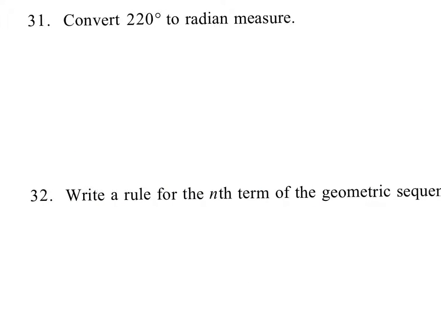Converting 220 degrees to radian measure. Okay, so I know I've got to go from degrees to radians. I've got to add in a pi and get rid of the degrees part. So I'm going to use the scale factor 2 pi over 360. I know in a circle, we've got 2 pi radians, we've got 360 degrees.